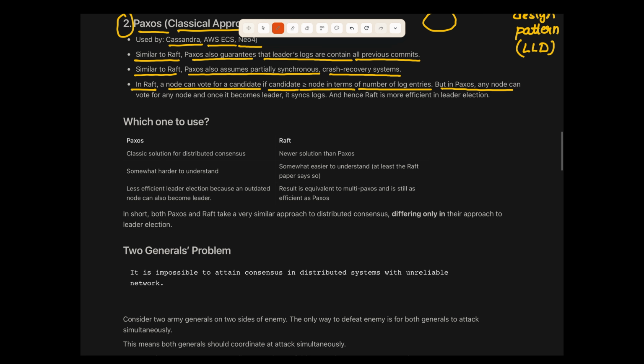But in Paxos, any node can vote for any node, and hence, once it becomes leader, it synchronizes the logs. So Raft is more efficient in leader election because of the voting mechanism.